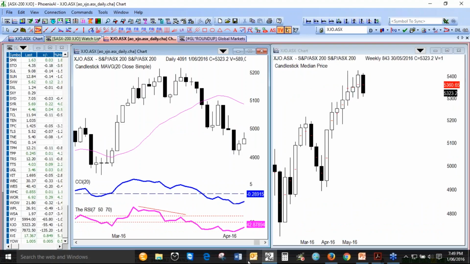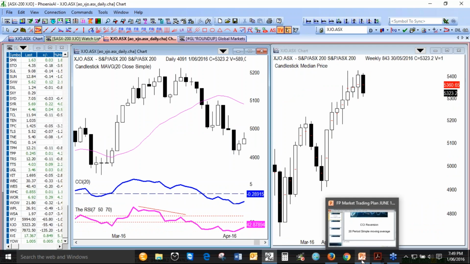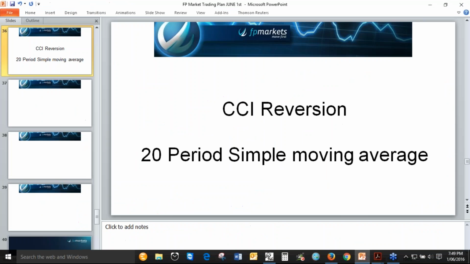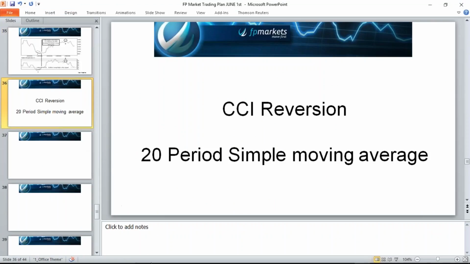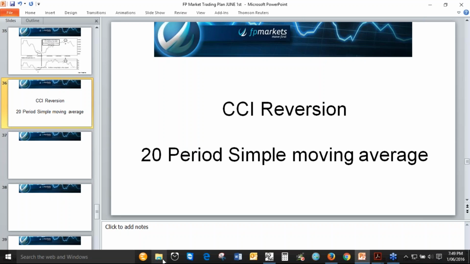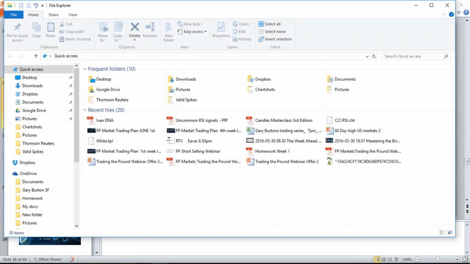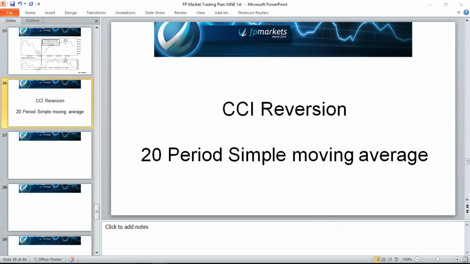Okay, so the other component I was going to look at, sorry, I haven't got it open, just let me get it open, was a very, very quick look at Ichimoku and what the big deal around that is.